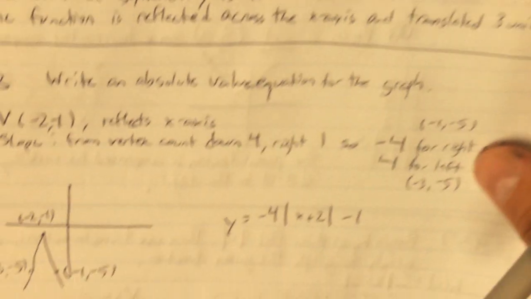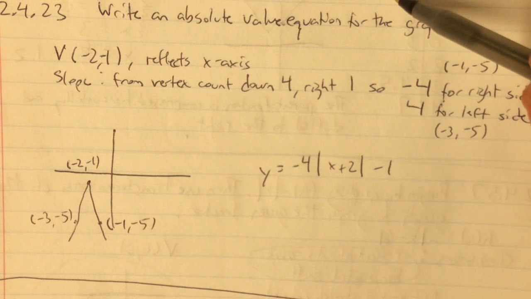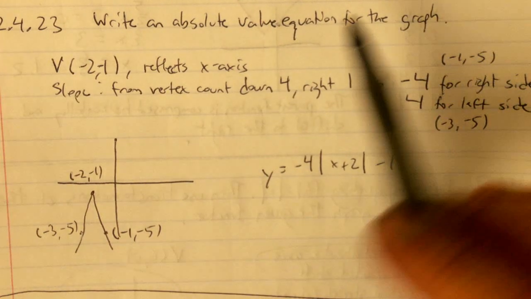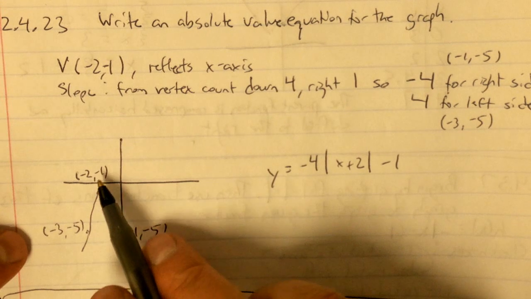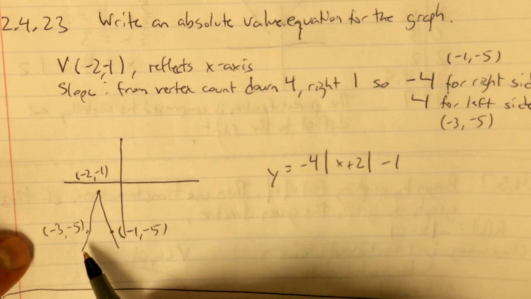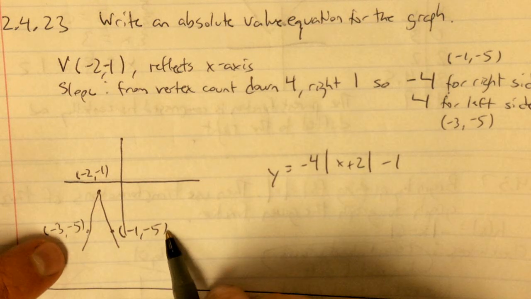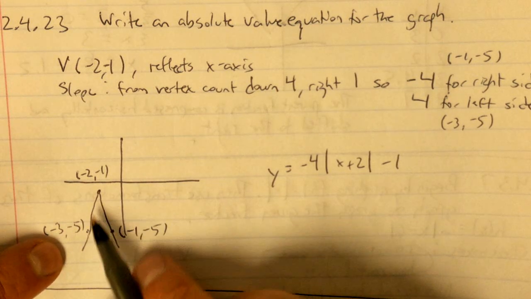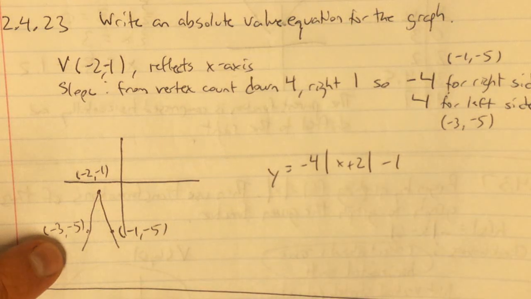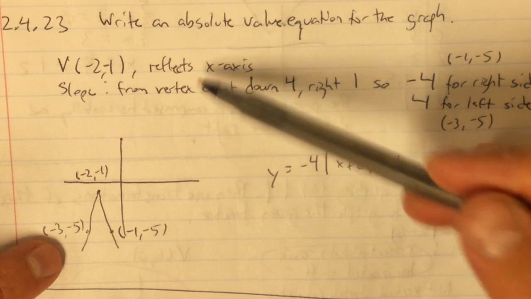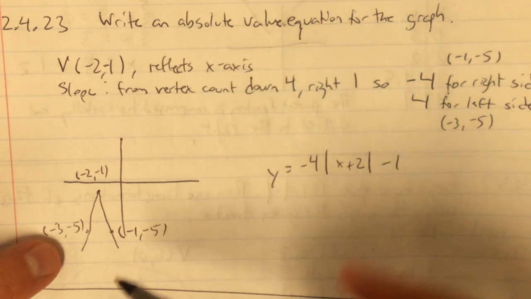Okay, then the next one: write an absolute value equation from the graph. To me, this is the hardest type of problem. The graph gave you (-2, -1), (-3, -5), and (-1, -5). I just had to look at my graph and see that. I also noticed it was down, so that means it reflects across the x-axis.